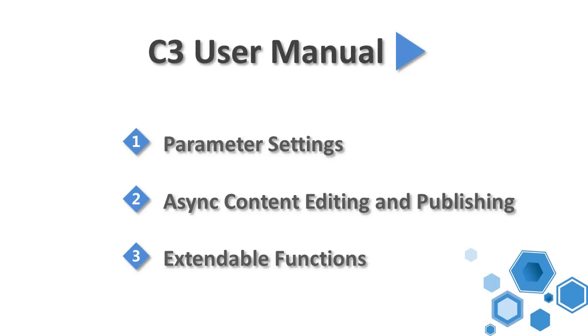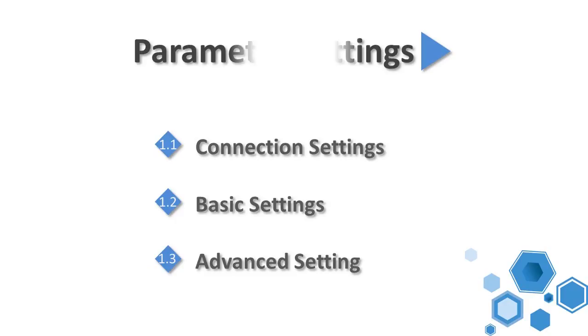C3 User Menu. The first part is Parameter Settings. The second part is Async Content Editing and Publishing. The third part is Extendable Functions. Parameter Settings include 3 sections: Connection Settings, Basic Settings, and Advanced Settings.